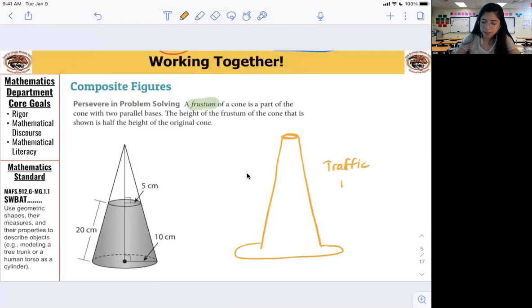this is a traffic frustrum. Because a cone would go all the way to the top. It has to have an apex, but a frustrum is flat on the top. So it's like a cone with a flat top. That's what a frustrum is, which means that the bases of it are parallel to each other. So this is flat and this is flat, so they're parallel. Does anyone have questions on what a frustrum is?